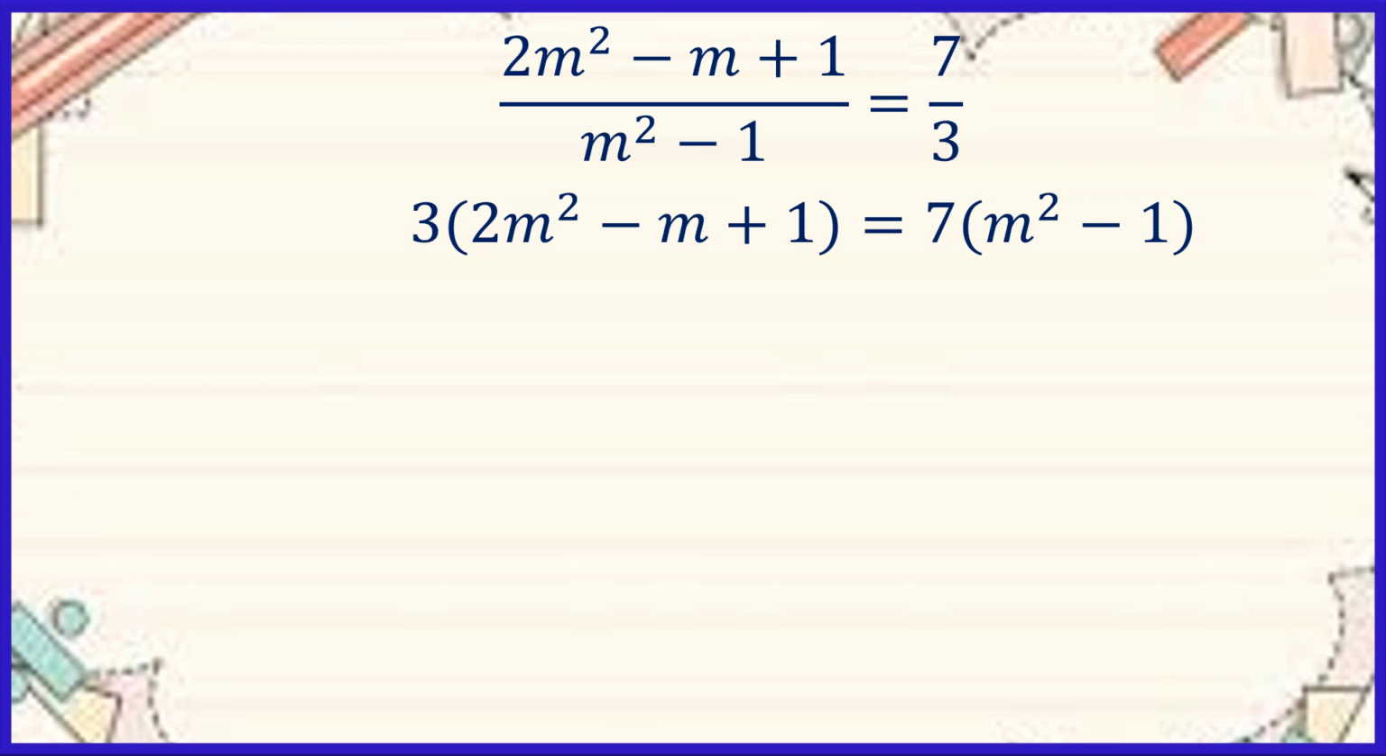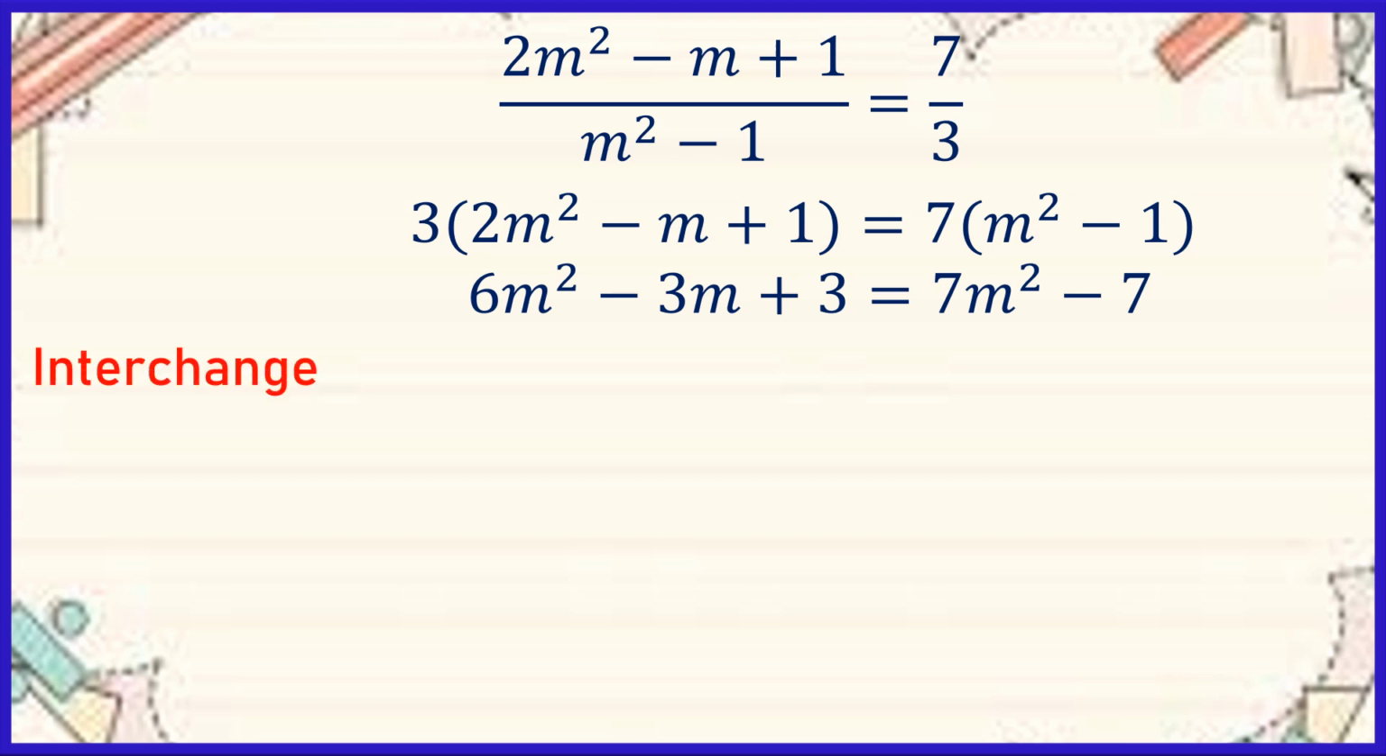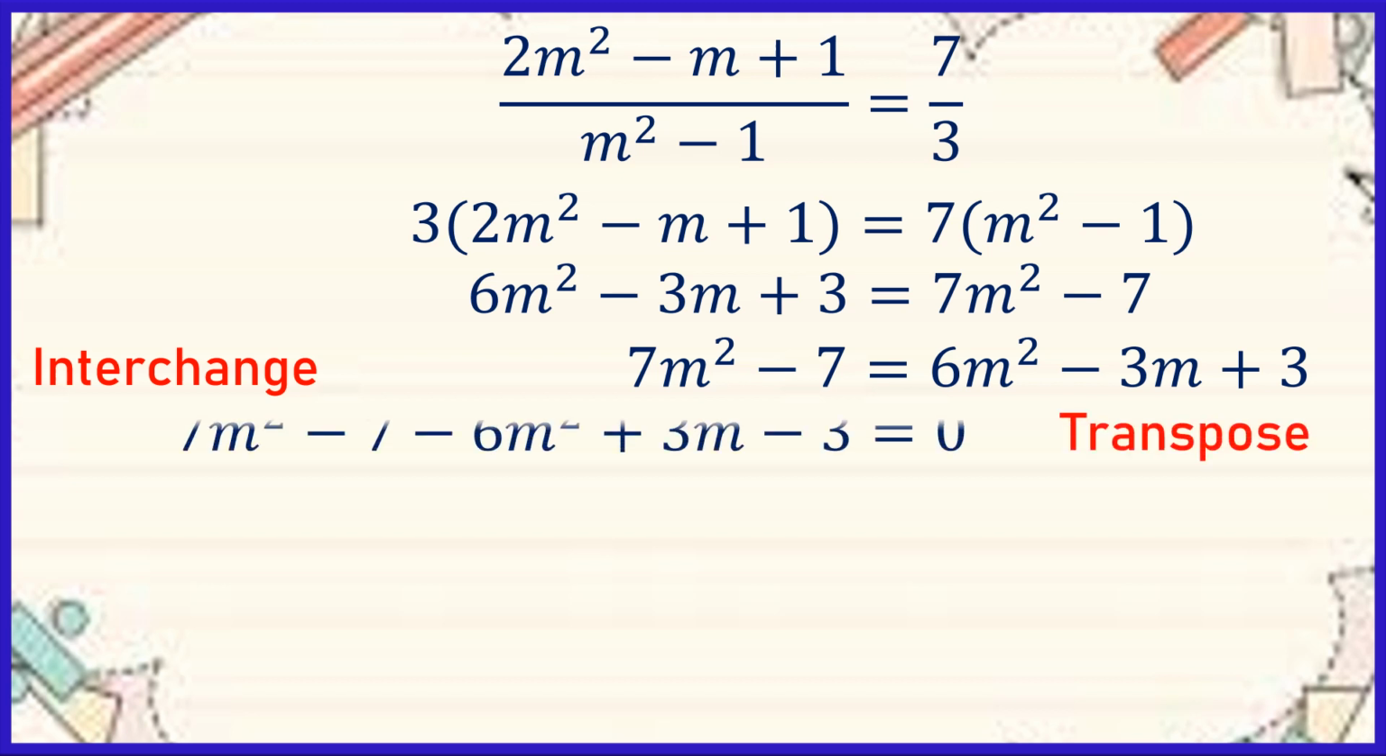Distributing 3 inside the parentheses as well as 7, we get 6m squared minus 3m plus 3 is equal to 7m squared minus 7. Then we are going to interchange, not transpose. So we get 7m squared minus 7 is equal to 6m squared minus 3m plus 3. Then we are going to transpose: 7m squared minus 7 minus 6m squared plus 3m minus 3 is equal to 0. So once you transpose, the sign changes. Combining like terms, we get m squared plus 3m minus 10 is equal to 0.